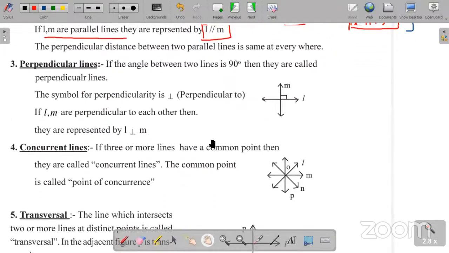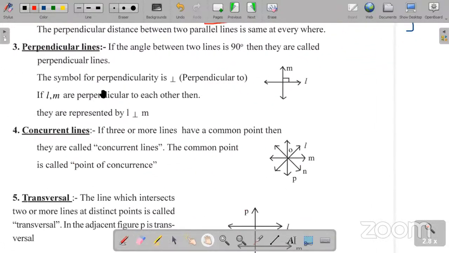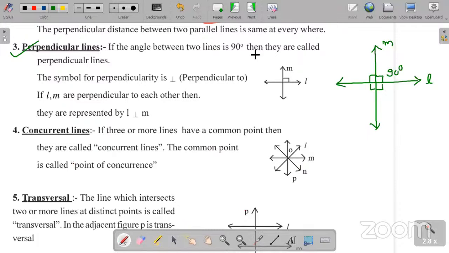Right. So now let us move to the next topic, perpendicular lines. For example, this is one line, and this will be the other line. Measure the angle between these two lines. This is 90 degrees, 90 degrees, 90 degrees, 90 degrees. For example, say L and M. These two are perpendicular lines. If the angle between them is 90 degrees, they are called perpendicular lines.